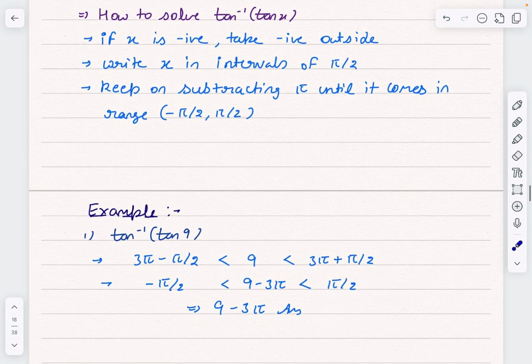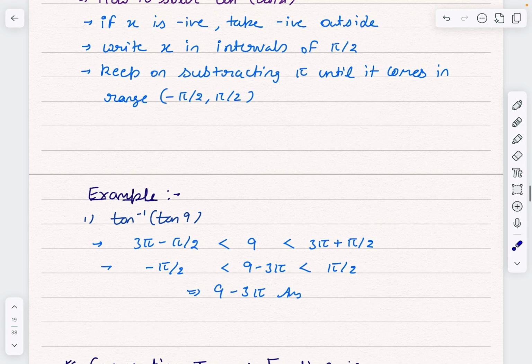For example, we have tan inverse of tan 9. You see 9 will lie between 3 pi minus pi by 2 and 3 pi plus pi by 2. So directly subtract 3 pi. So it will become minus pi by 2 to plus pi by 2. It comes in the range. So the answer will be 9 minus 3 pi. I hope it is clear to all of you. Next.